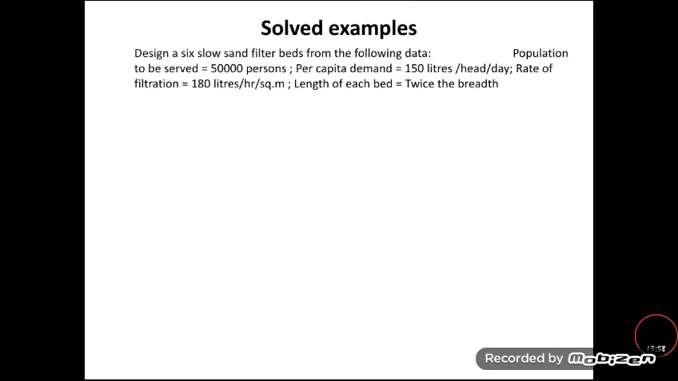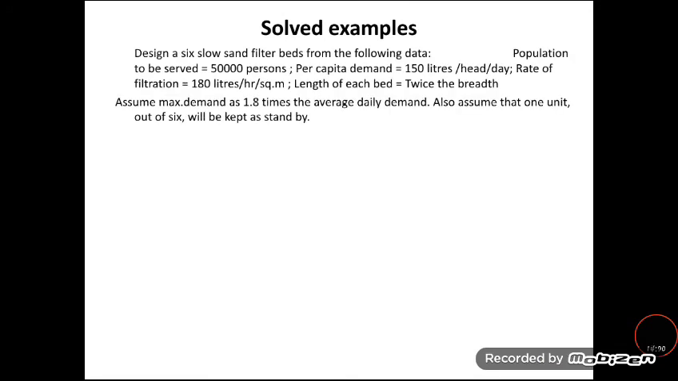So there is a solved problem on the slow sand filter. Here they are asking to design the slow sand filter beds for a population of 50,000 persons, and the per capita demand is given as 150 liter per day per person, and the rate of filtration is 180 liter per hour per square meter. The length of the bed is equal to twice the breadth, that is L is equal to 2B.